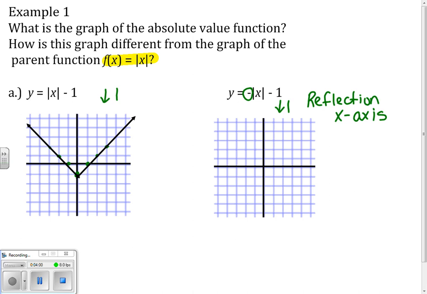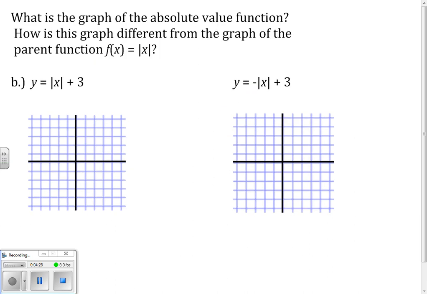So the down 1 gets taken care of first. Put your vertex down 1. From there, instead of going up and over, go down and over on one side. Then go back to the vertex, go down and over on the other side. So you'll find you've got this V-shaped graph that looks just like the last one, only now it opens down. Anytime you have a reflection, your absolute value graph will open down.